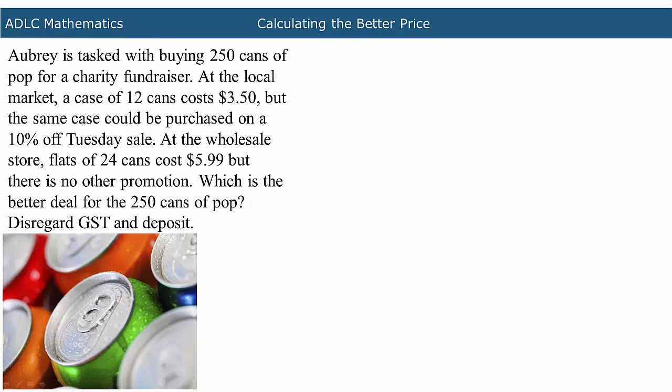At the local market, a case of 12 cans costs $3.50, but the same case could be purchased on a 10% off Tuesday sale. At the wholesale store, flats of 24 cans cost $5.99, but there is no other promotion. What is the better deal for the 250 cans of pop? Disregard the GST and deposit.